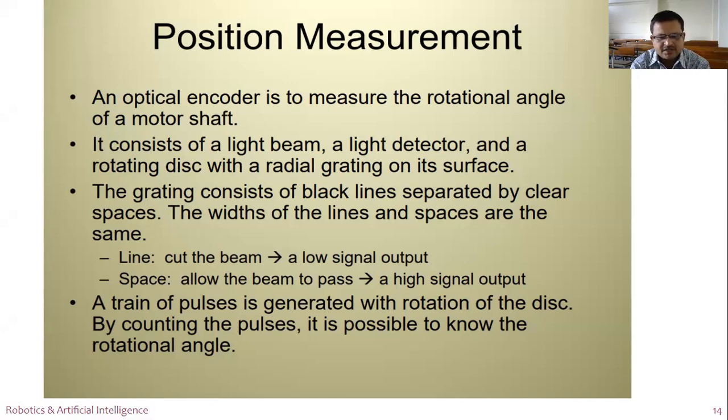The widths of the lines and spaces are the same. Lines cut the beam, giving a low signal output. Spaces allow the beam to pass, giving a high signal output. A train of pulses is generated with rotation of the disc. By counting the pulses, it is possible to know the rotational angle.